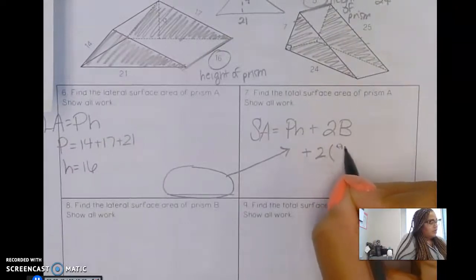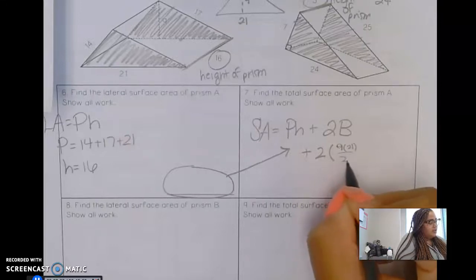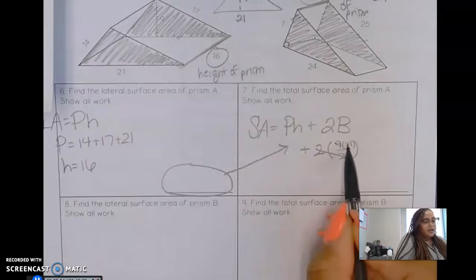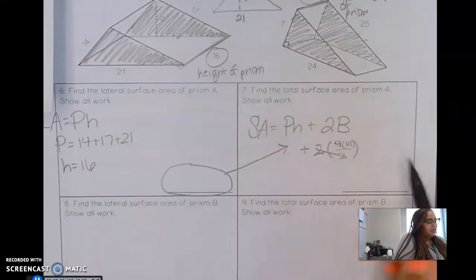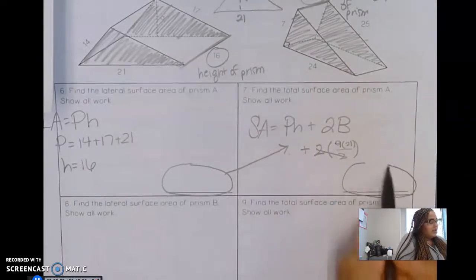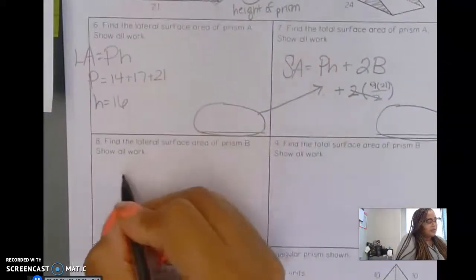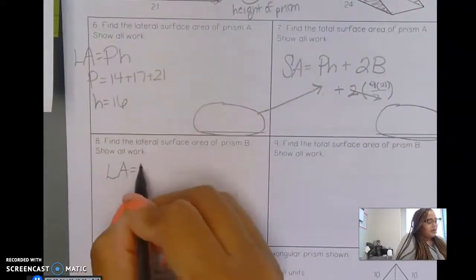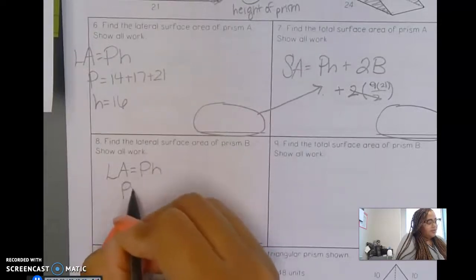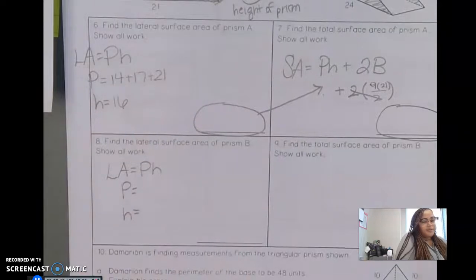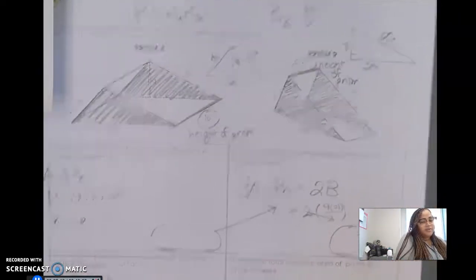So 9 times 21 divided by 2. These 2's will cancel out, so you technically just need 9 times 21 plus the lateral area. Then you'll get that answer over here. You're going to do the same thing for prism B over here. Lateral area equals big PH. Big P equals the sides added together. H equals the height of the prism, which I've already drawn and labeled.